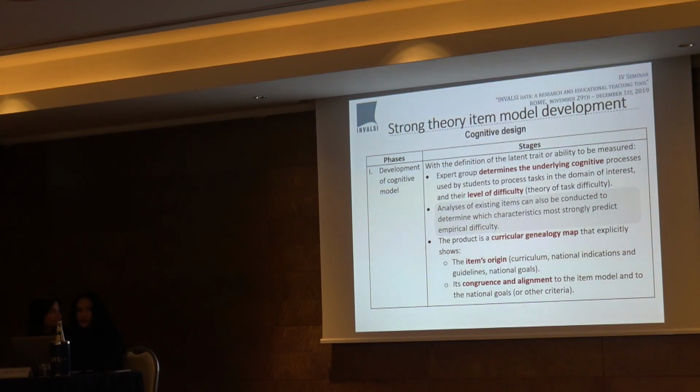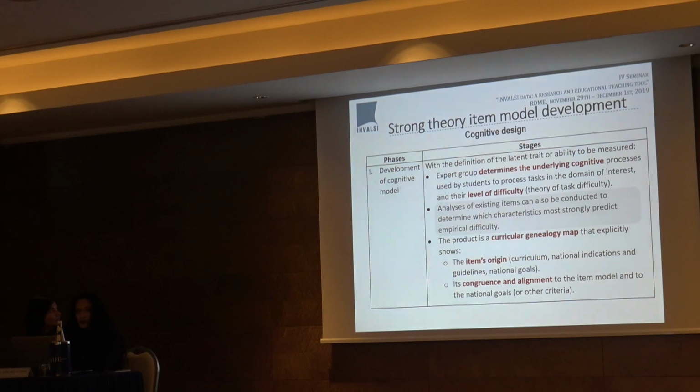So we state a priori how with one single item model we can have different levels of difficulty with the items when we change its elements. I will give you some examples. And then we could also do an analysis of the existing items, but again, this is not the most recommended way, but many institutions do it.